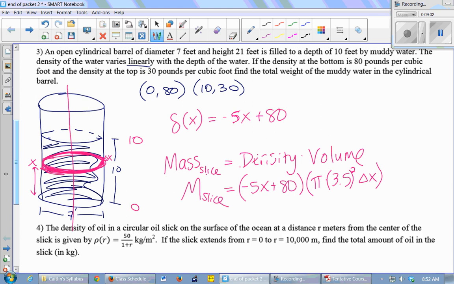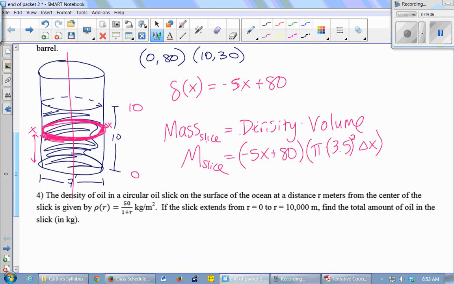So doing a unit analysis on these word problems can be really handy because it verifies why you're multiplying these two things together. Okay, so density is negative 5x plus 80, measured in pounds per cubic foot. Volume is measured in cubic feet. Cubic feet cancel, and my units end up in pounds, which is what I was trying to find. How many pounds of muddy water is in this cylinder? Well, I can figure out how many pounds a random slice is, and then I'm just going to add up all these slices and let the number of slices go to infinity.